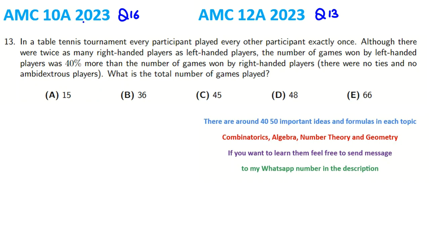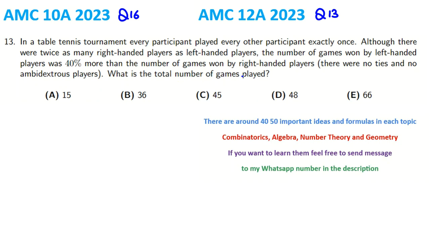Okay, this problem is AMC 10A, problem 16, and AMC 12A, 2023 problem 13. It says in a table tennis tournament, every participant plays every other participant exactly once. Although there were twice as many right-handed players as left-handed players, the number of games won by left-handed players was 40% more than the number of games won by right-handed players. There were no ties and no ambidextrous players. And what is the total number of games played?